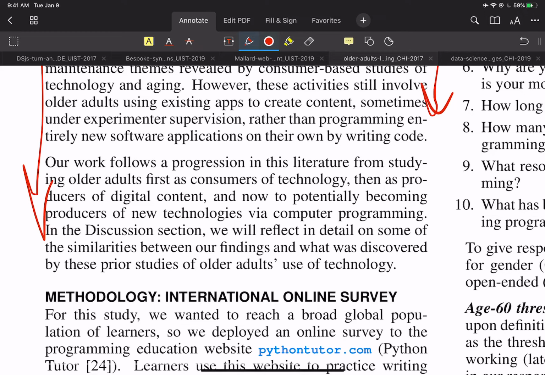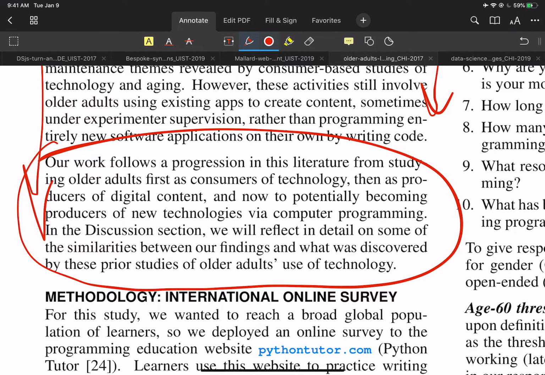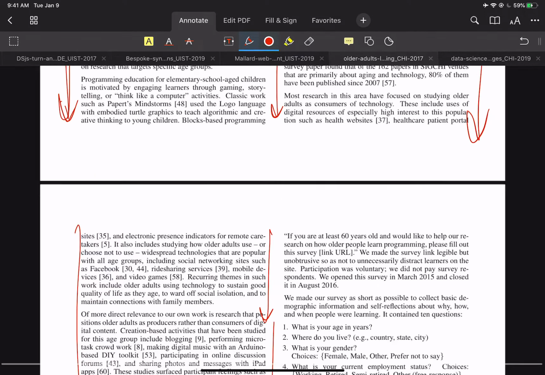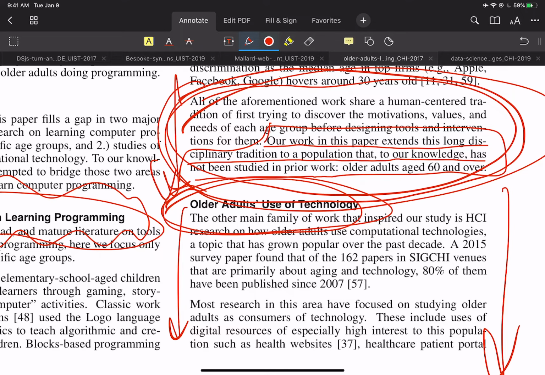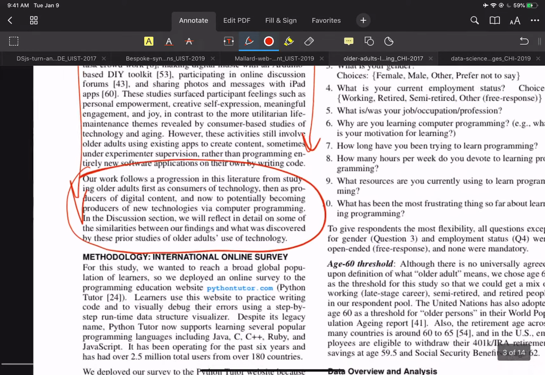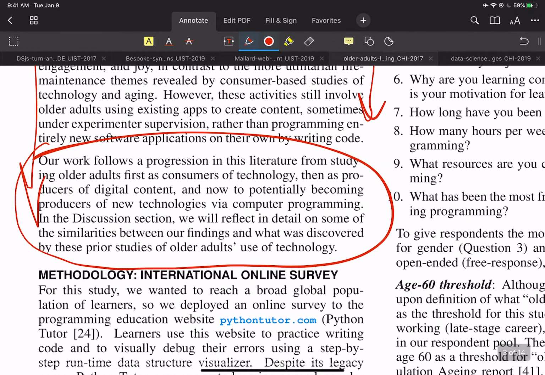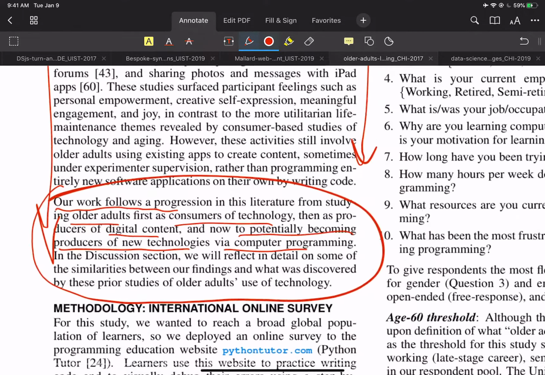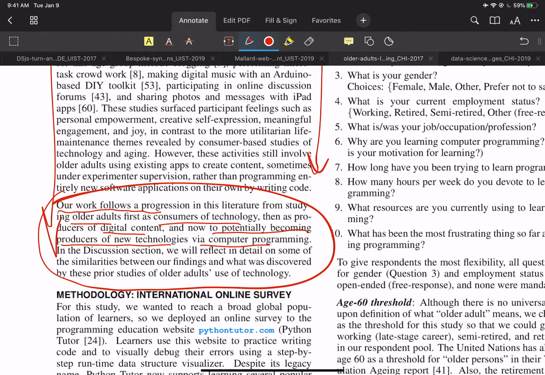So there's another paragraph right here. Recall the previous paragraph. I'm going to jump around a bit. This previous paragraph says, people have studied all ages in programming, but our work is the first to extend to older adults in programming. And then the ending paragraph down here, I'm just going to read this out loud, is: our work follows a progression in this literature from studying older adults first as consumers of technology, then as producers of digital content, and now to potentially becoming producers of new technology via computer programming. So this idea is that people have studied older adults and technology in a lot of ways, but they haven't studied it in terms of potentially creating new technologies via programming.